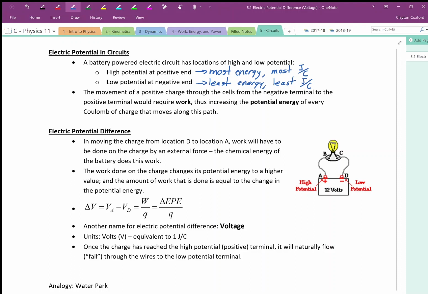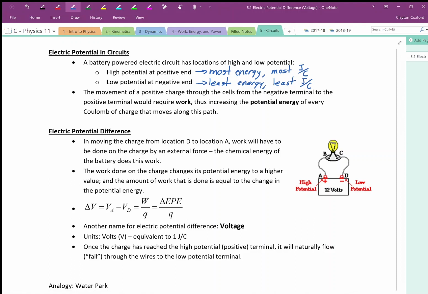And so to talk about electric potential difference, well, a difference is simply a comparison between one location and another. The difference, it's a subtraction type of idea between one location and another. So to move a charge from location D in this circuit here to location A, work will have to be done by some external force. And what's the source of that external force? Well, that's what the battery is actually doing.